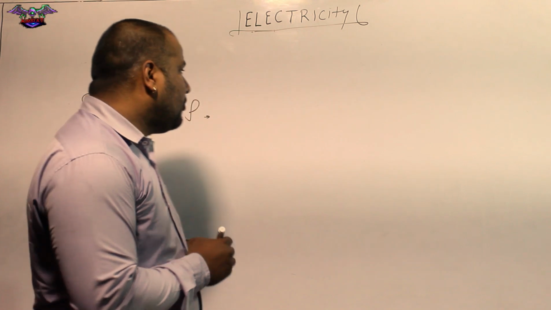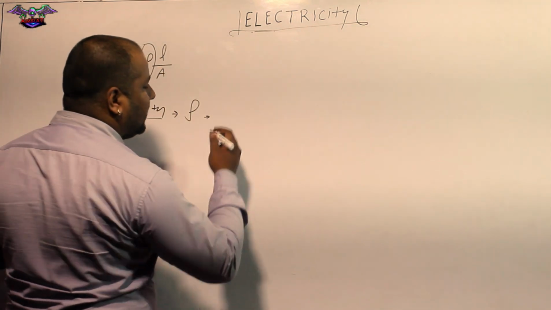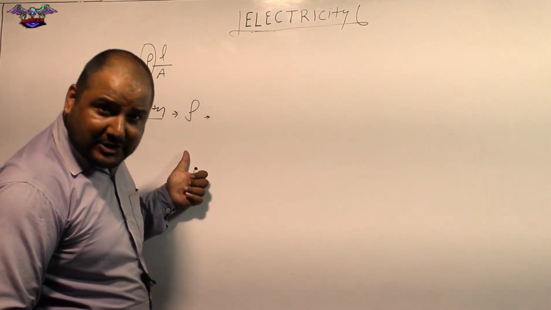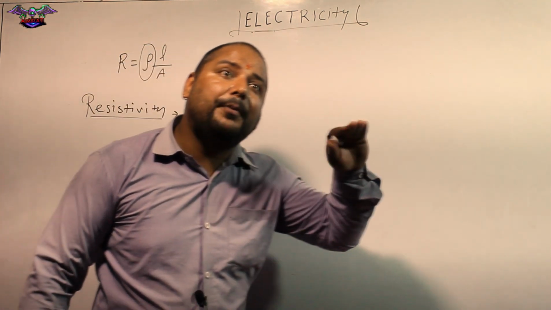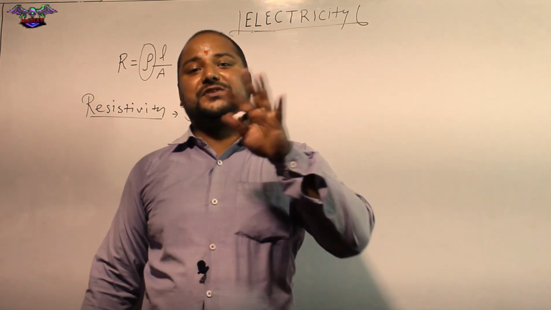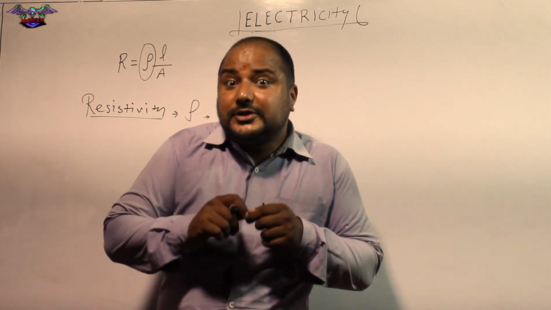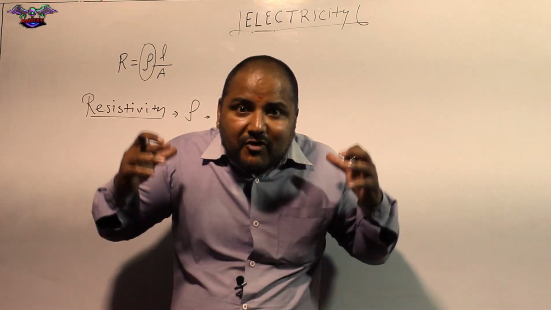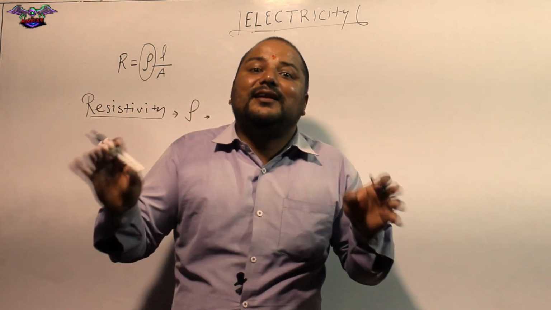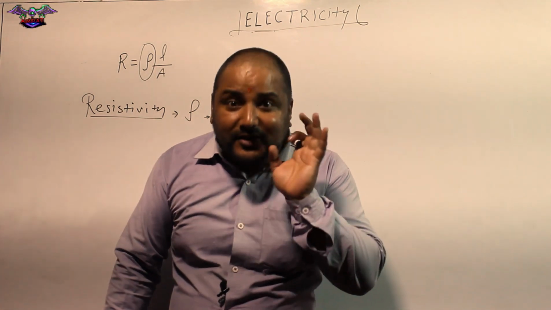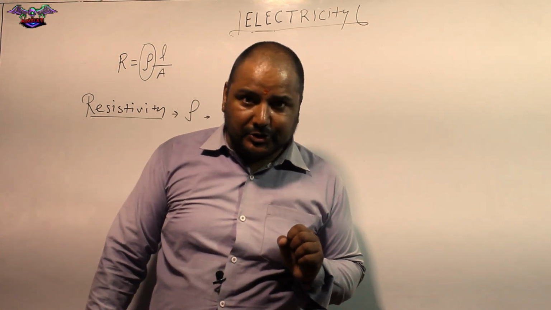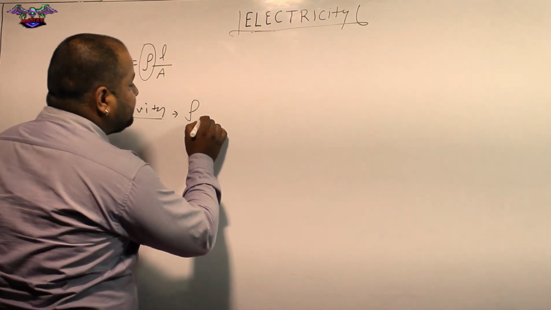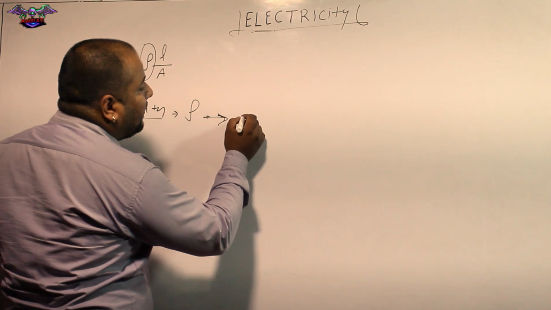Okay. Now, for example, for silver the resistivity is different. For copper, the resistivity is different. But all copper wires have the same resistivity. Resistance will change according to the length and the thickness of the wire, but if the same material is there, then resistivity will not change. Understood?